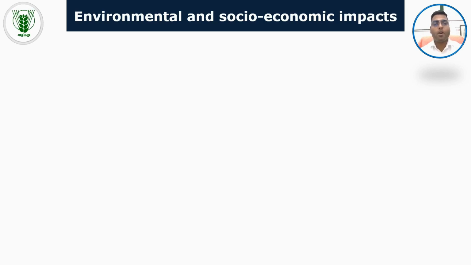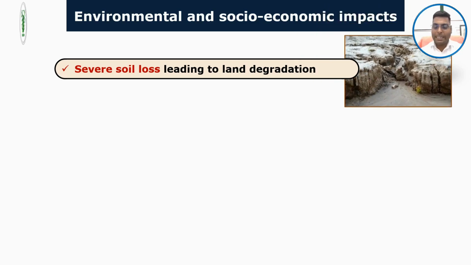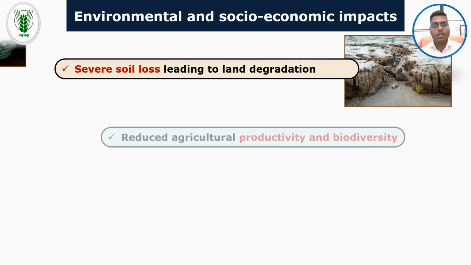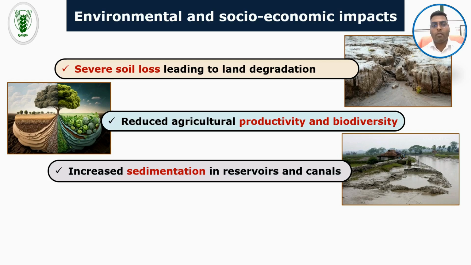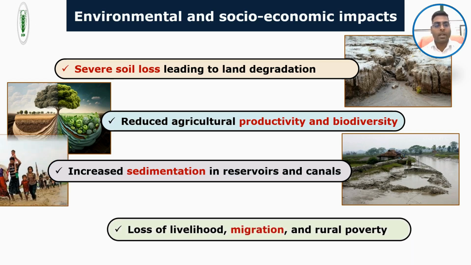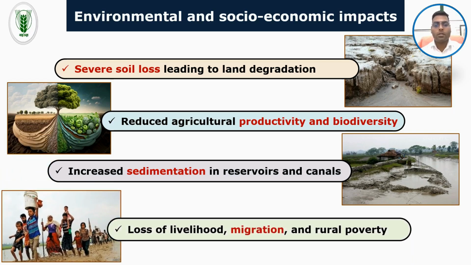Now we will discuss about the environmental and socio-economic impacts of the ravines. Ravines lead to severe soil loss, reduced biodiversity, and siltation of reservoirs and canals. They also cause livelihood loss, poverty, and migration among rural communities. Therefore, rehabilitation is not merely an ecological requirement but also a social and economic necessity.